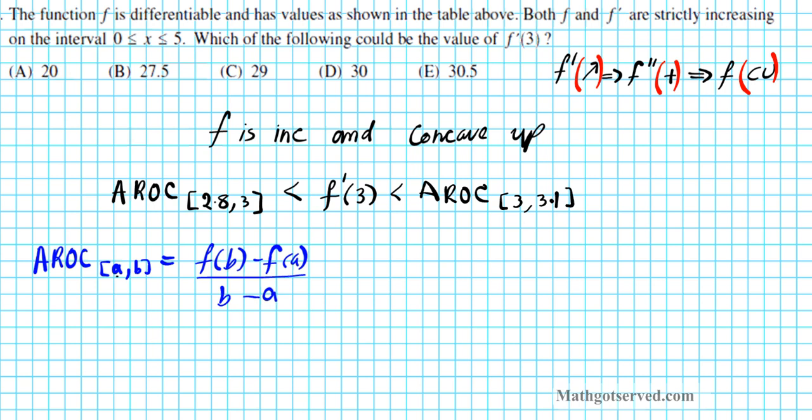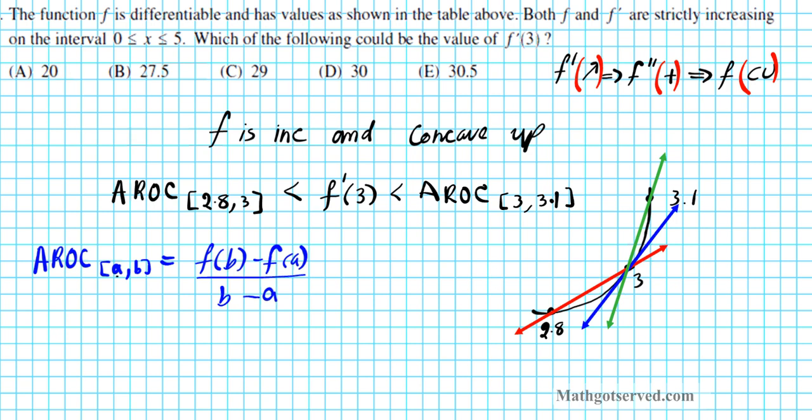Let me give you a visual illustration of what we're doing. Let's say you have a function that's increasing and concave up, and then you have 3 points right here. This is 2.8, this is 3, and this is 3.1. So the slope of a secant line here is going to be less than the slope of the tangent line here, and the slope of the tangent line here is going to be less than the slope of the secant line there. Let me color code it so you can see.